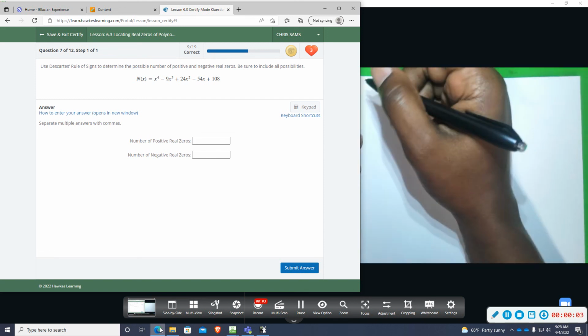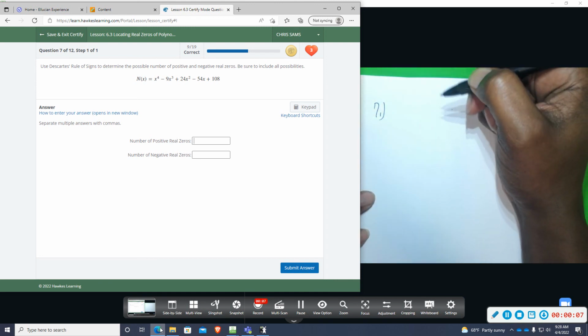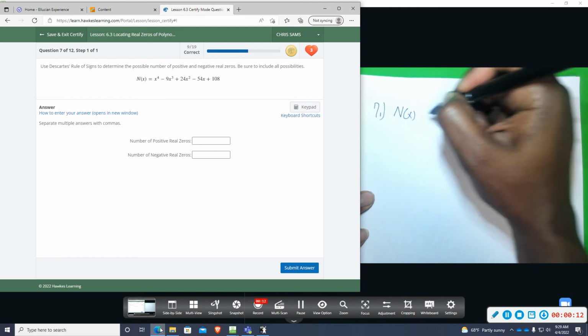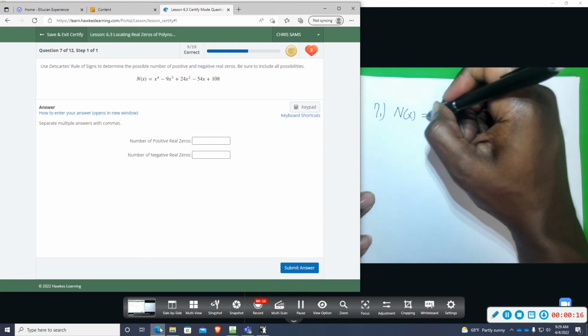All right, so now we're switching gears a little bit. Number 7, Descartes' rule of signs. This helps you, I guess, minimize the number of zeros that you would actually have to try.